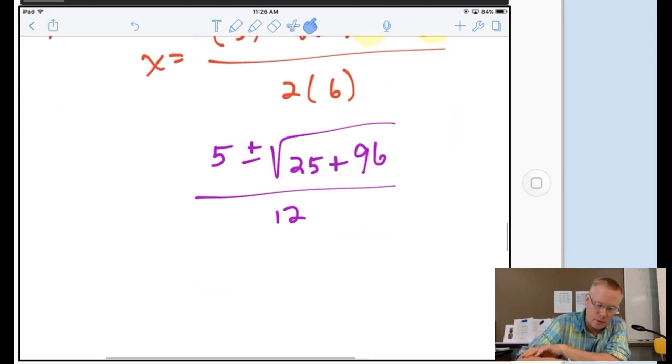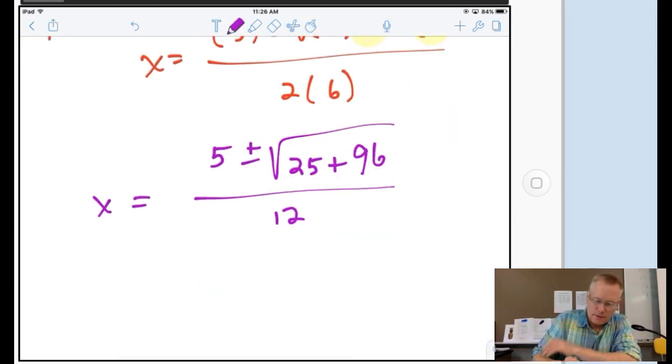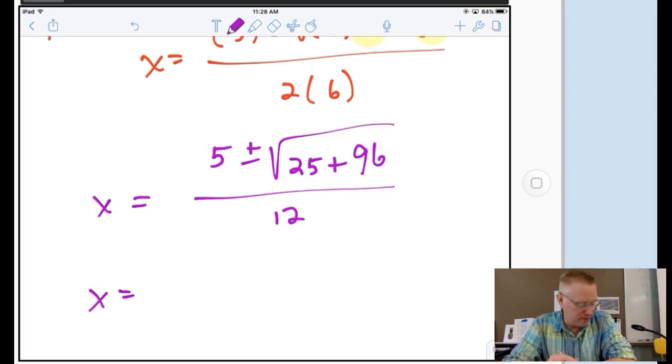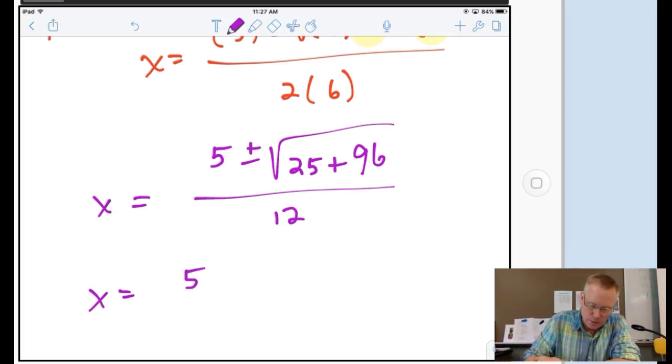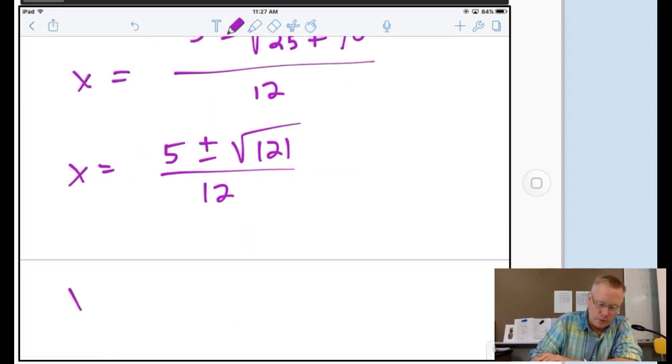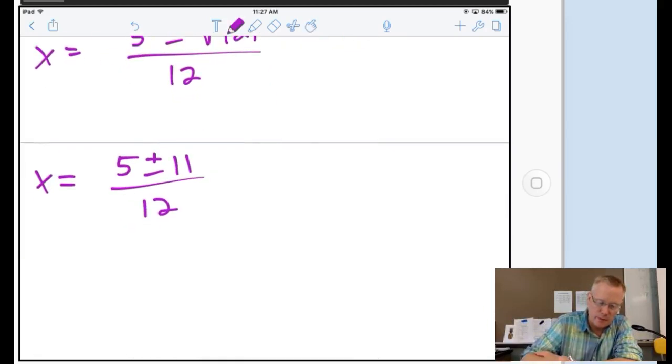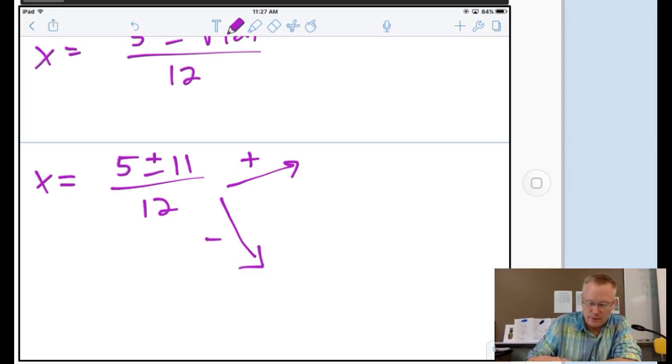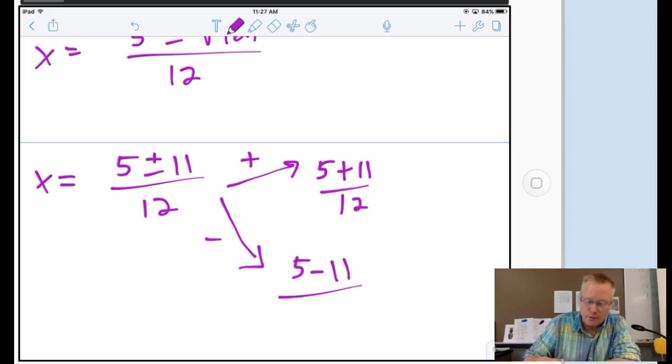All right, so here I am, getting there. 25 and 96 is 121, which is nice because that's a perfect square. So the square root of 121 is 11. Now I'm going to split up the plus and the minus. Up here I get 5 plus 11 over 12, and down here I get 5 minus 11 over 12.